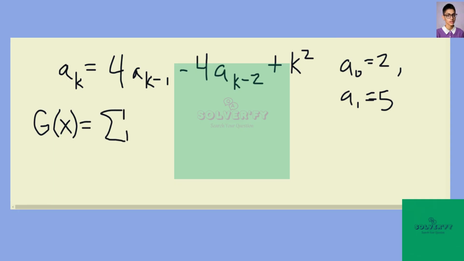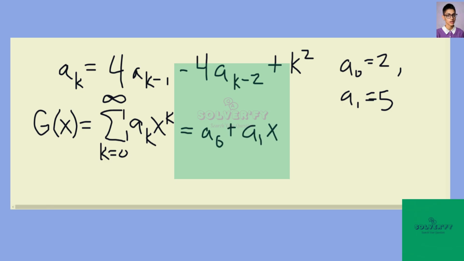Suppose that g(x) is the generating function for the sequence a_k. Then g(x) is equal to the sum from k = 0 to infinity of a_k x^k. This is equal to a_0 + a_1 x + the sum from k = 2 to infinity of a_k x^k.